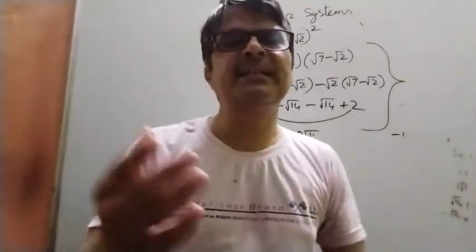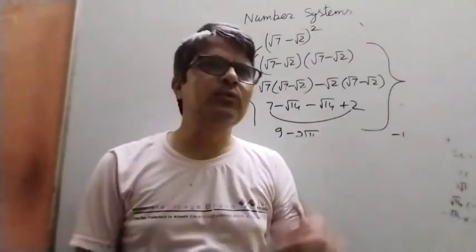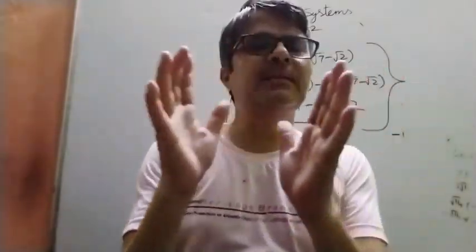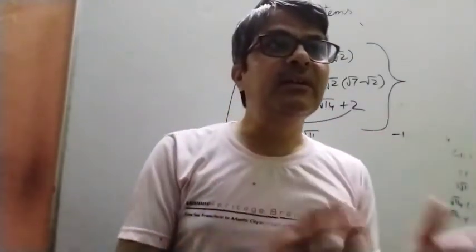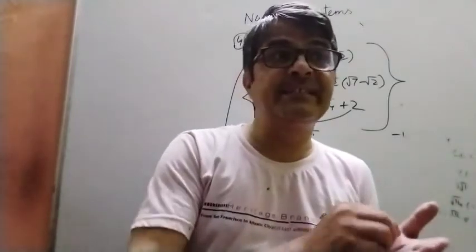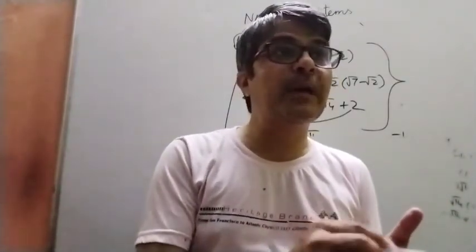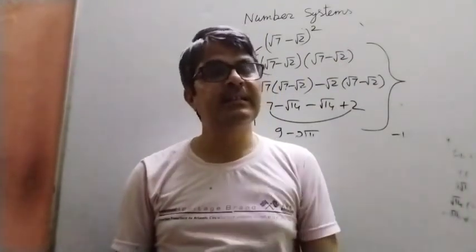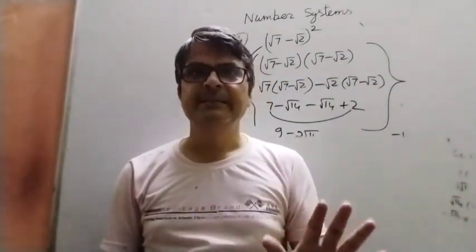So students, in the next video we will learn how to convert a bar decimal expression in the form of P upon Q. Suppose anything written 0.3 bar, 0.45 bar, how will you convert it in the form of P upon Q in the next video? Okay? Thank you.